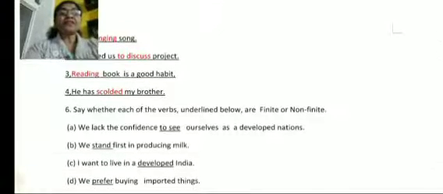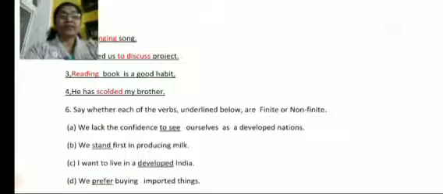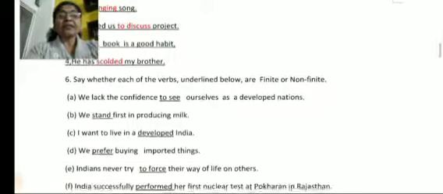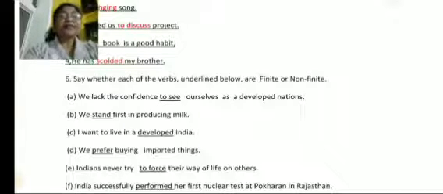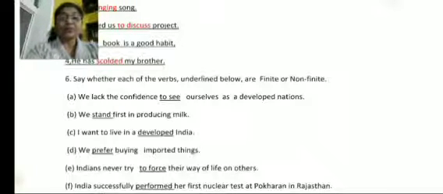Say whether each of the underlined verbs below is finite or non-finite. First example, we lack the confidence to see ourselves as a developed nation. Identify whether each underlined word is finite or non-finite. To see is an infinitive, and that's why it is a non-finite verb. Next, we stand first in producing milk. Stand is the principal verb. It shows action and is governed by the subject, so it is a finite verb.